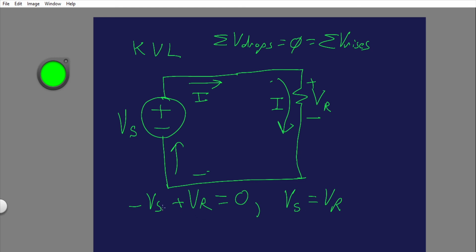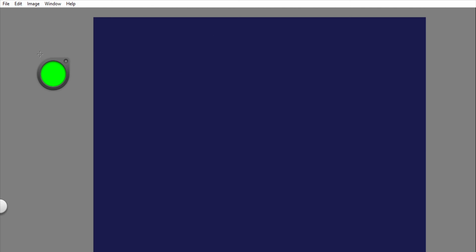And if you do the algebra, you move this over to this side, then flip around, Vs equals Vr. So the voltage across the resistor is the same as the source. This is a pretty simple circuit. But for this circuit, Kirchhoff's law applies. Okay. Kirchhoff's current law.